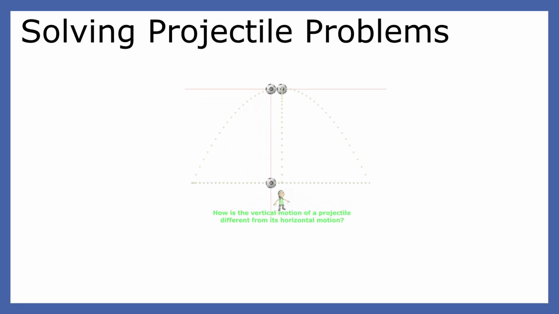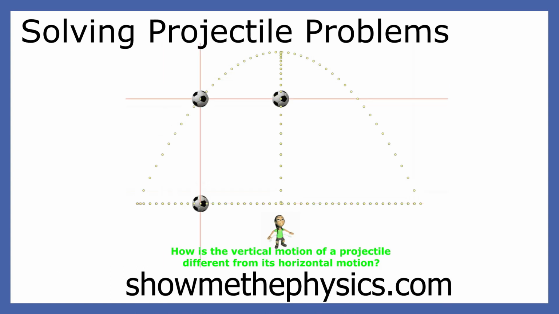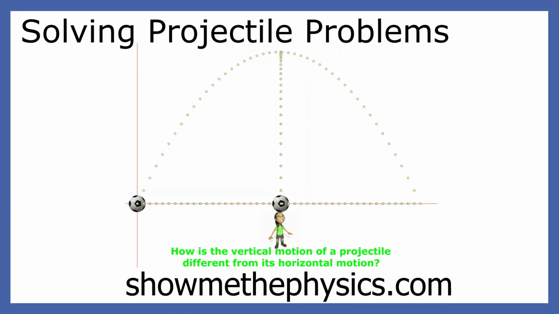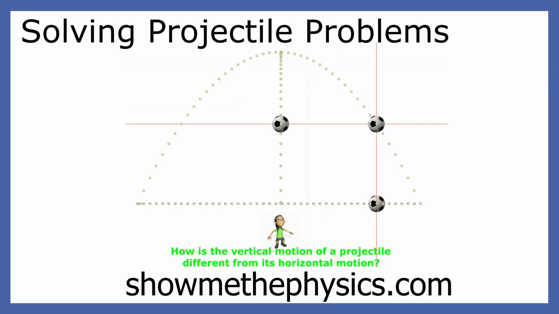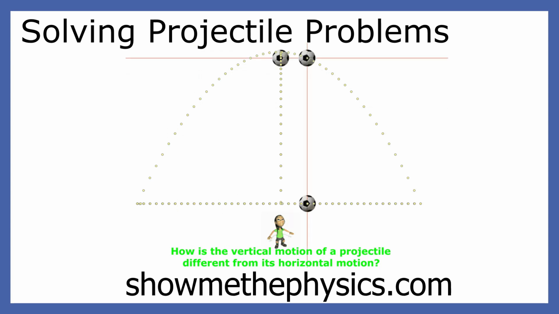In this lesson, I'm going to show you how to solve problems involving a projectile fired at an angle that's less than 90 degrees but greater than 0. But before I do that, I want to briefly review some important facts about the motion of a projectile.